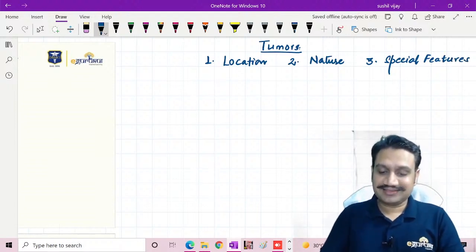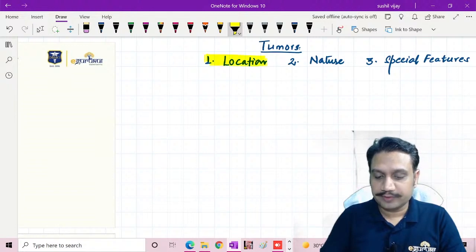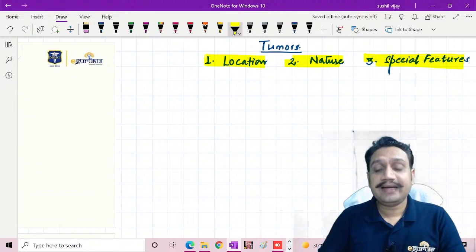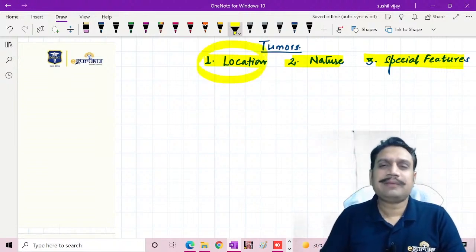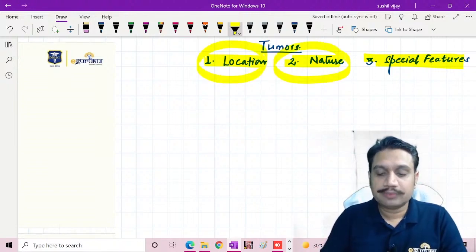If you see these three step by step, the first thing should always be location. Second is nature. Third is spatial feature. Right? How will you come to know about location? Epi, meta, die. That's a simple thing. How will you come to know about nature?